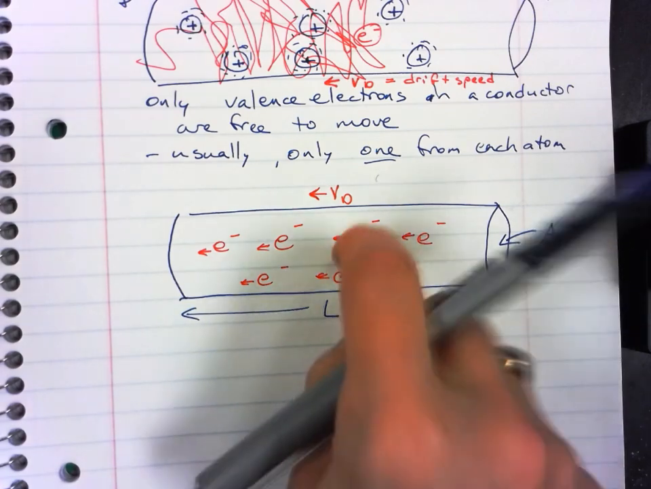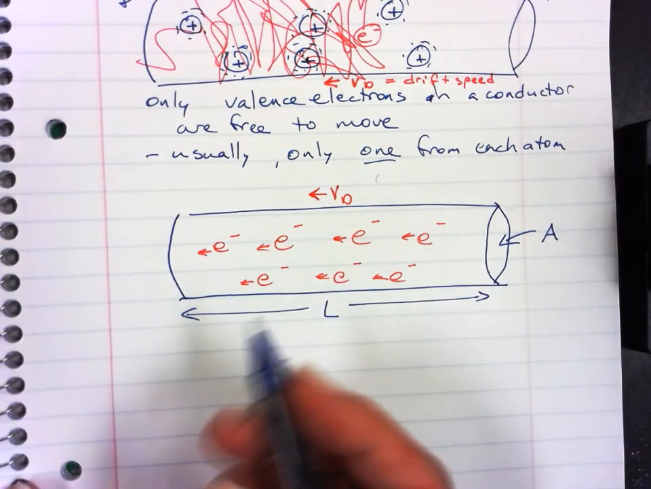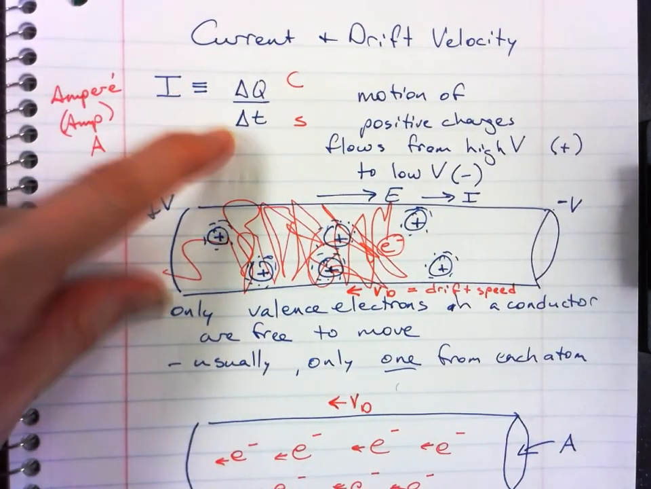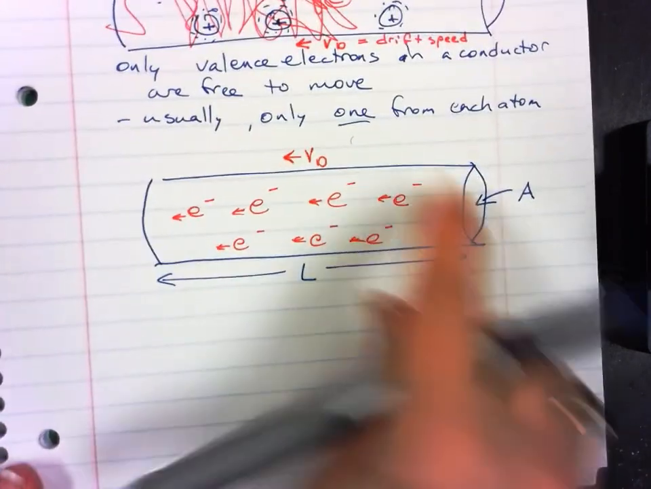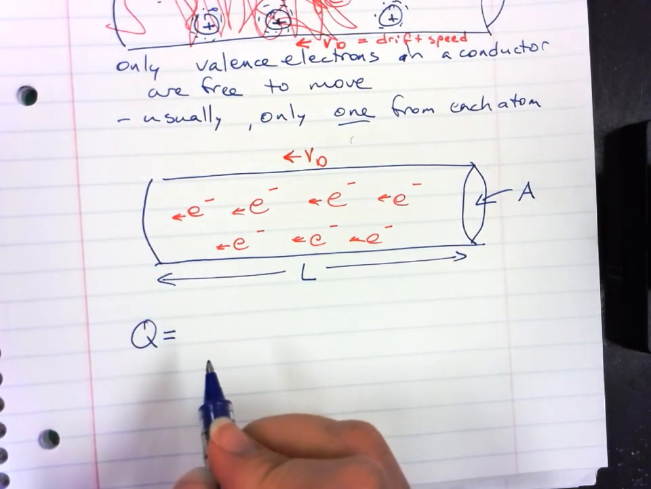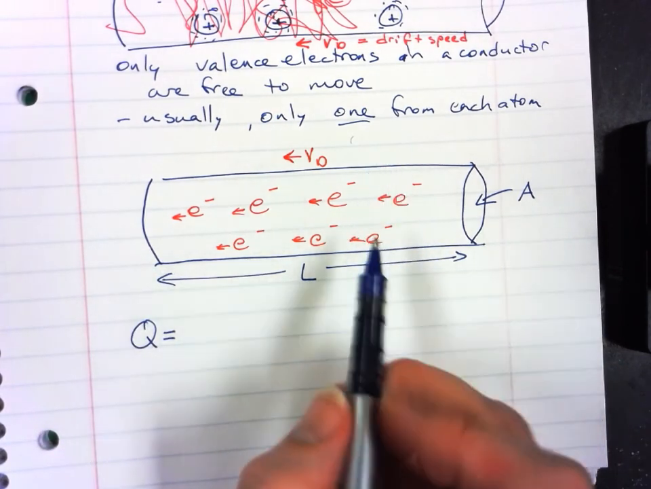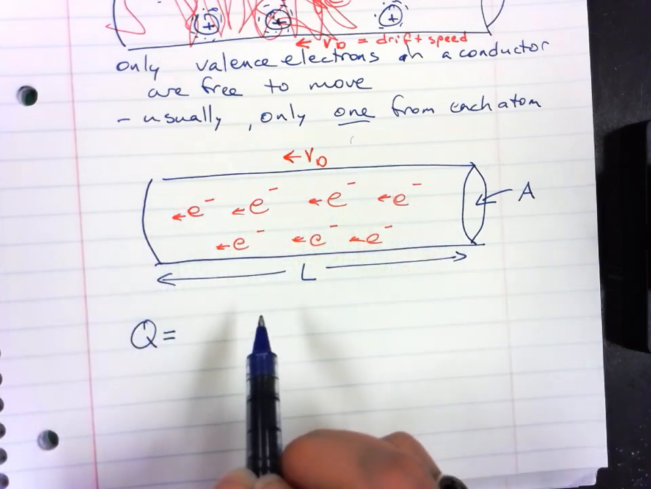So first of all, how much charge is contained in this piece of wire? Why are we doing that? Because current is charge over time. How much charge passes a point in a particular instant of time. So how much charge is in this volume? So the total charge in here is the number of electrons, which is really kind of hard to count.